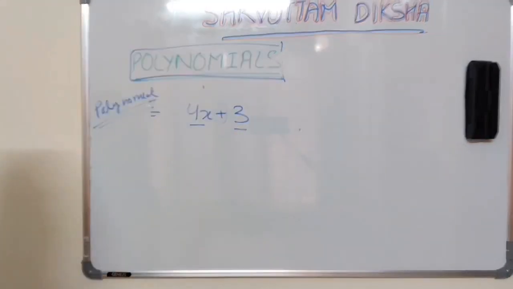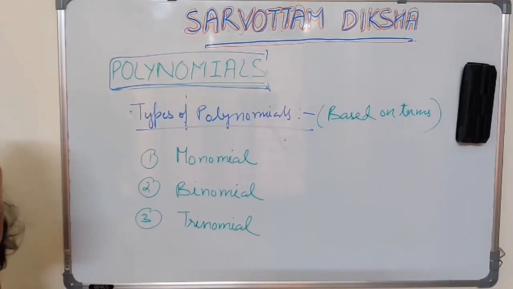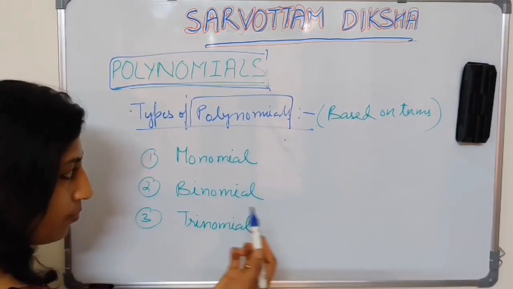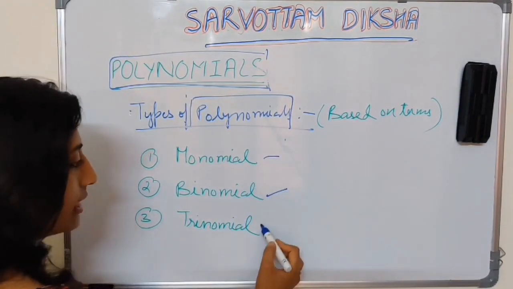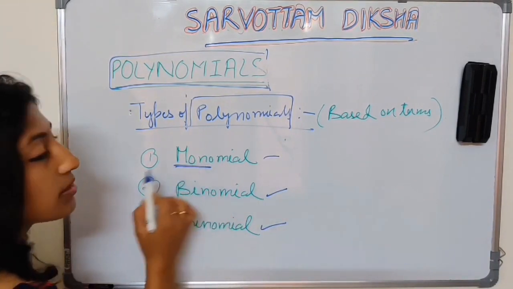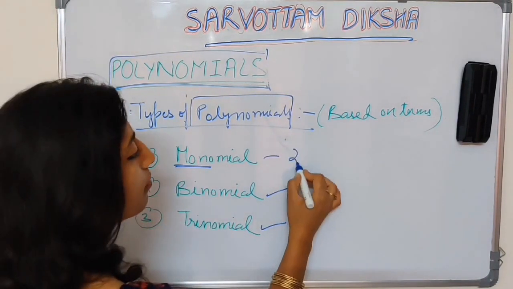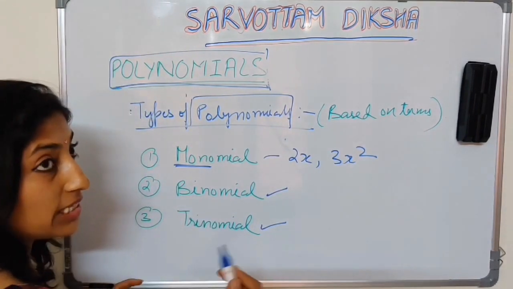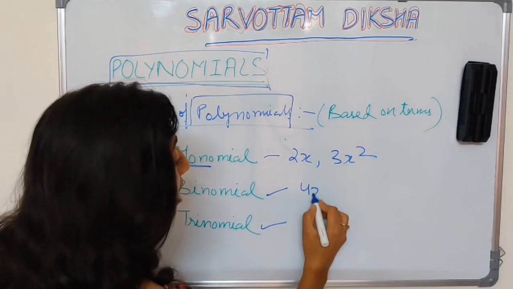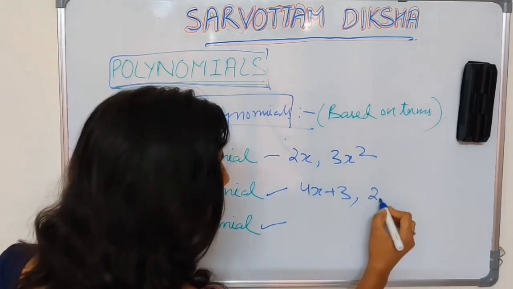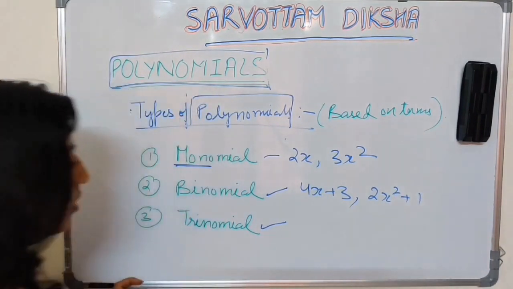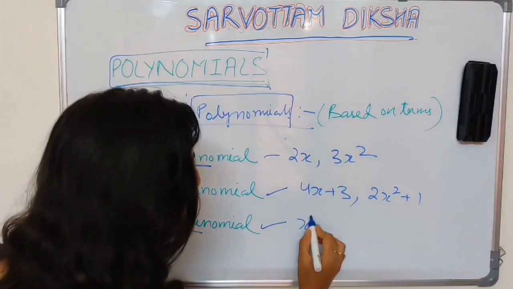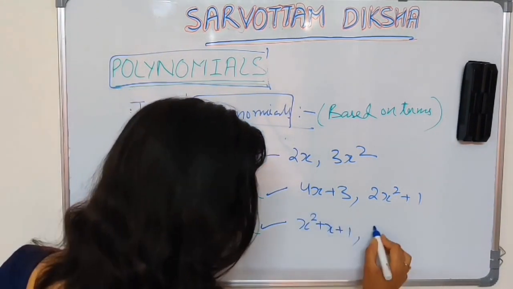Now there are many types of polynomial. Based on number of terms, we can classify polynomials into monomials, binomials, trinomials. Mono means one. So when we have one term, this is a monomial. Binomial means two. So when we have two terms, it is a binomial. Trinomial. Tri means three. When we have three terms, it is a trinomial.